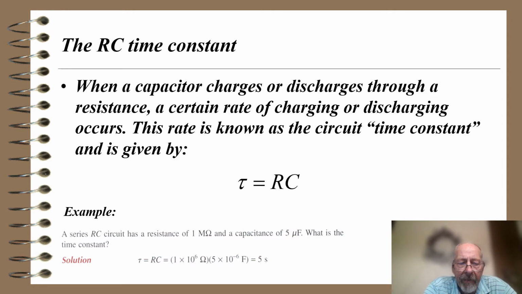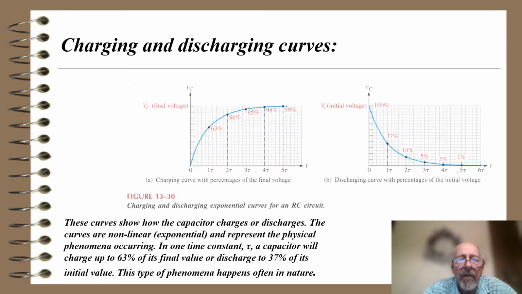Tau is a Greek letter. As an example here, a series RC circuit has a resistance of 1 megohm and a capacitance of 5 microfarad. What is the time constant? We discover the time constant would be 5 seconds. Now, the fact we know what the time constant is doesn't tell us too much, so we've got to delve a little more into this. And here it is with these charging and discharging curves.